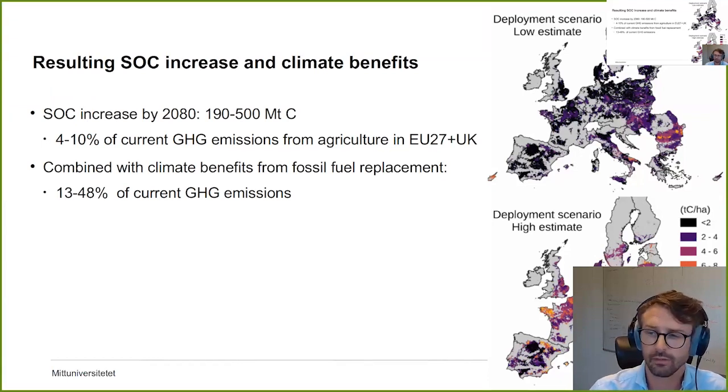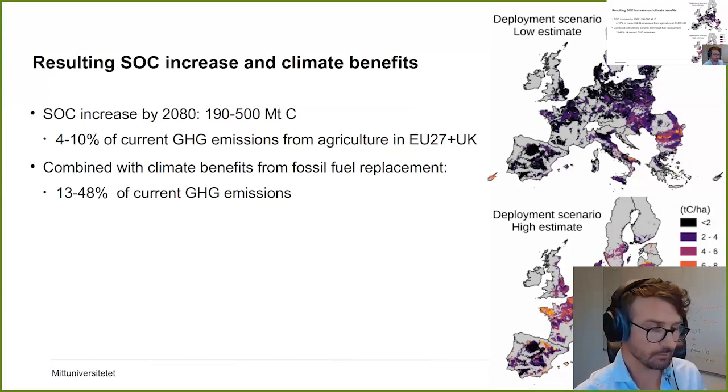But if you also consider that we could use this biomass to replace fossil fuels, for example, by producing biogas, then we can achieve climate benefits up to half of current greenhouse gas emissions from agriculture. So that is quite substantial.